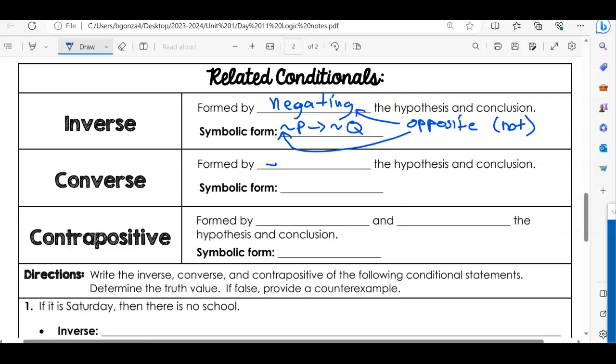Okay, converse is formed by switching the order. And it's going to be Q, arrow, P. And then contrapositive is both negating and switching. And the symbolic form is not Q, arrow, not P. Squiggle Q, arrow, squiggle P. Okay? Make sure you have that written down, and then I'm going to explain it. I'll make it make sense.